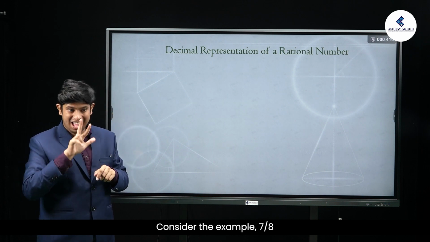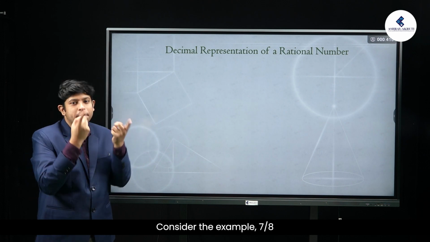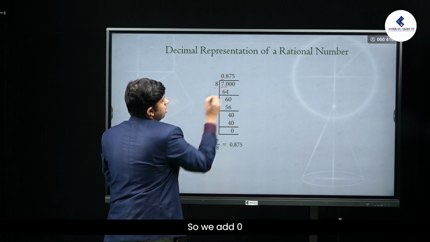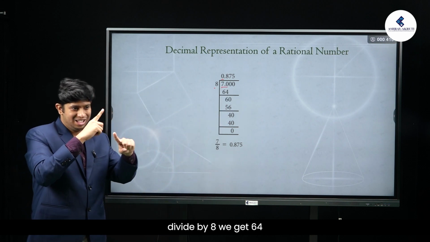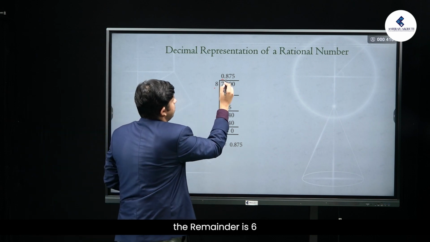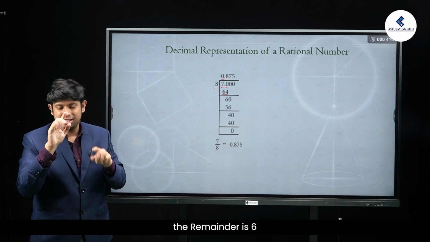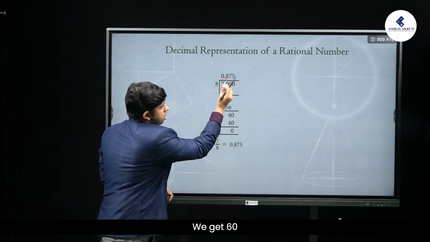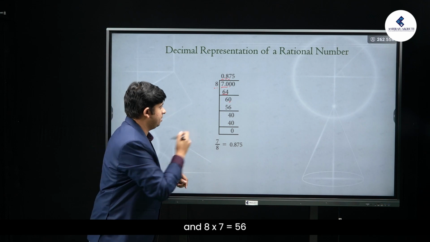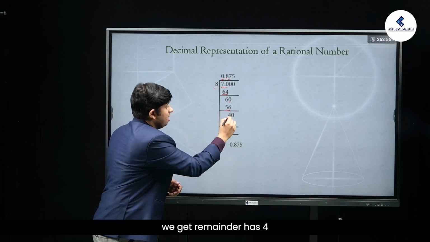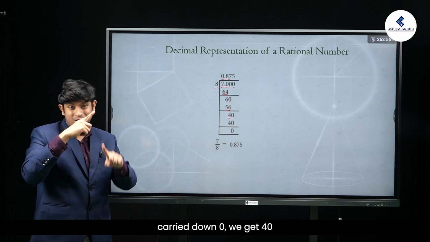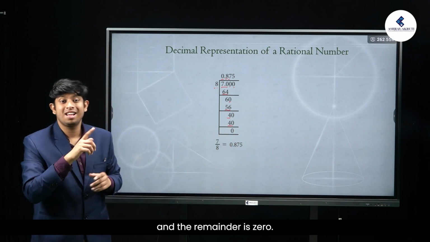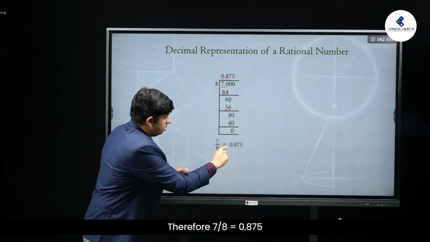Consider the example 7 divided by 8. Seven cannot be divided by 8, so we add 0. Now we get 70. When divided by 8, we get 64. The remainder is 6. Carry down 0, we get 60. And 8 into 7 is equal to 56. After subtracting, we get remainder as 4. Carry down 0, we get 40. And 8 into 5 is equal to 40. And the remainder is 0. Therefore, 7 by 8 is equal to 0.875.